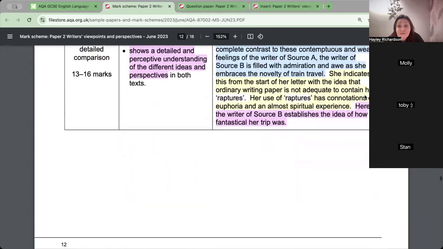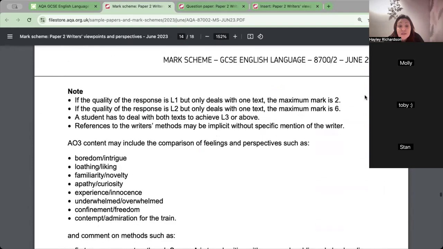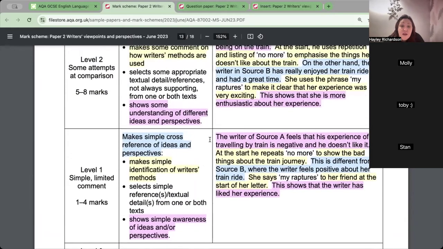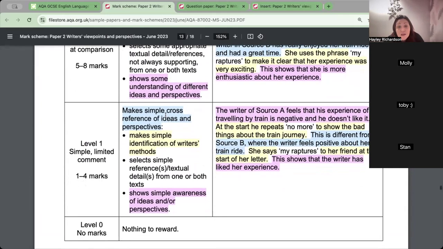So you can see here, I'll just read through this and then we'll get on to the next one in a minute. So level 1. Can you see the color coding? Simple cross references. That means looking at the two different sources and comparing the facts in both of them. Simple identification of the writer's methods. That's the yellow. And awareness of ideas and perspectives is the pink.